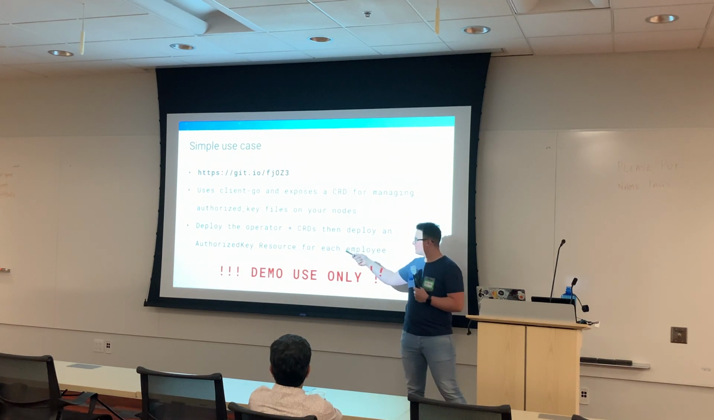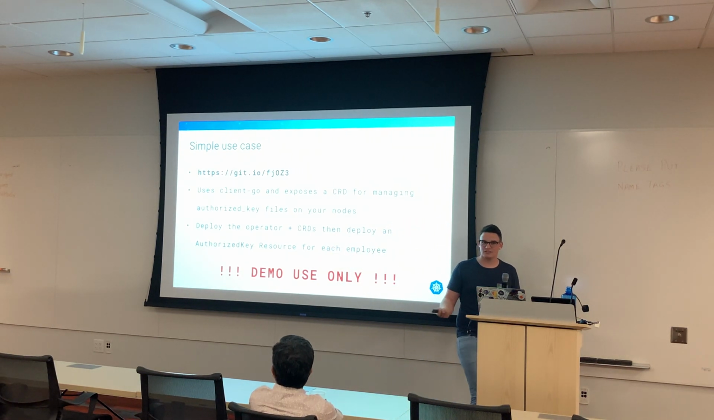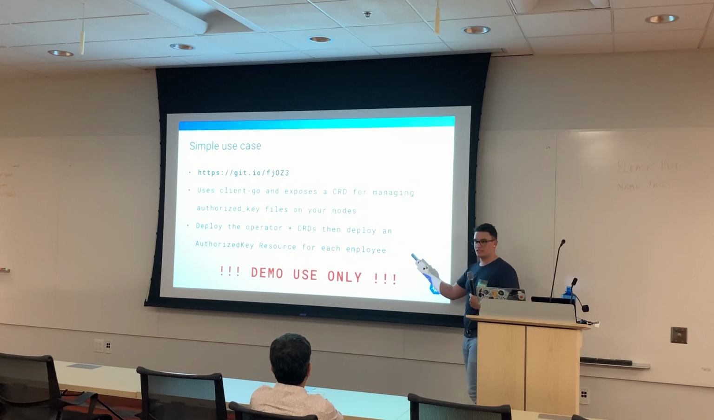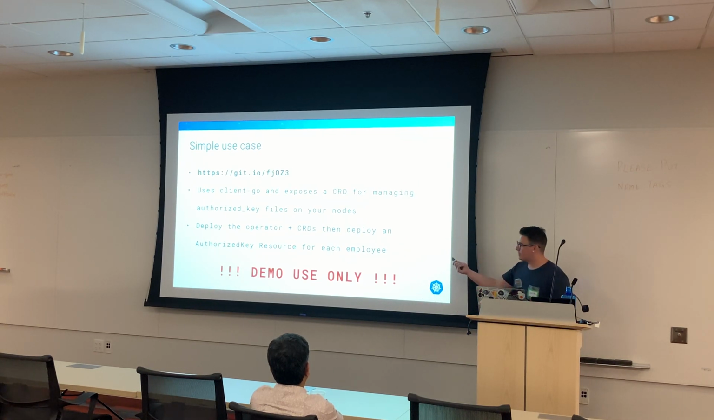So you deploy the operator, and when you deploy the operator, you also deploy the CRDs that work with it. And then you have an authorized key resource that's exposed on the API server. And what that does behind the scenes is it rewrites and adds the keys to the authorized key file. Very simple, but it's a decent way to show the implementation.